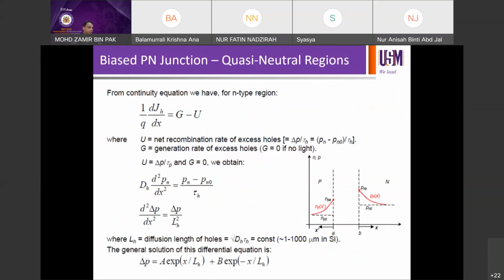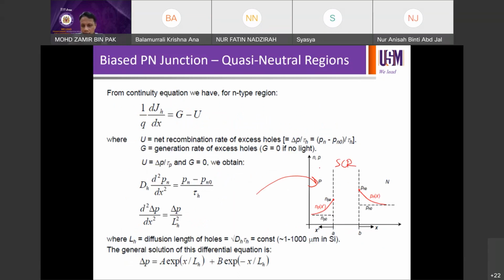So in the quasi-neutral region, let's go on for the next few minutes. From the continuity equation, for the n-type region, we can have the carriers by subtracting the net recombination rate from the generation rate. So you can imagine the profile of the minority carriers to be following this on the right. Okay. So this is the SCR.